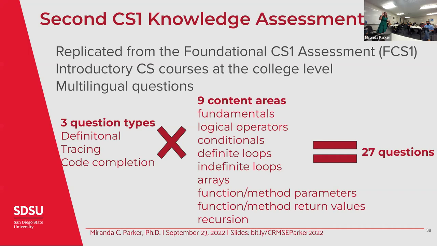It asked questions in 3 different ways, moving along with Bloom's taxonomy: understanding, analyzing, evaluating. So it was not just what is a for loop, but also tracing through segments of code and saying what is the output of this, and code completion. This is a multiple choice exam, so they're not actively writing code, but we do have chunks missing from the code and ask, okay, what chunk should go there? And it spans 9 content areas that were found to be most common in introductory CS courses, to make a 27 question assessment.